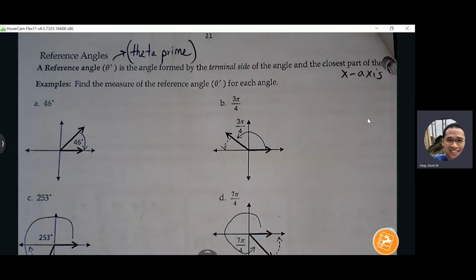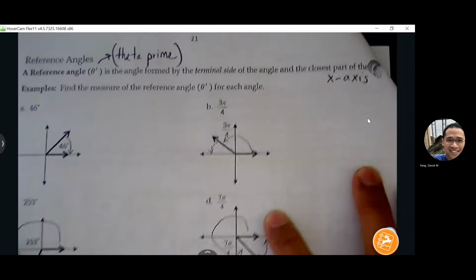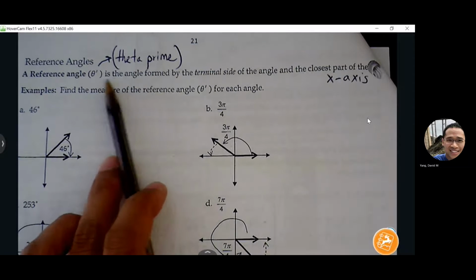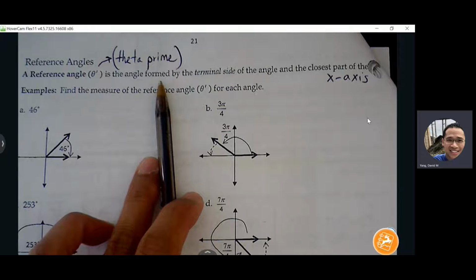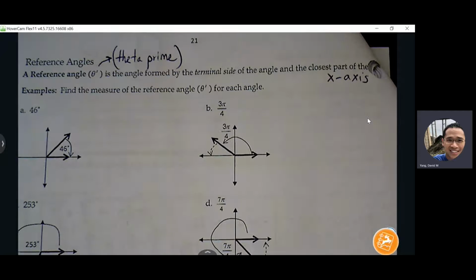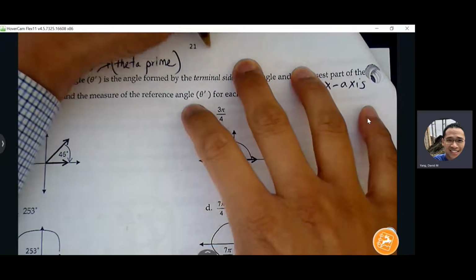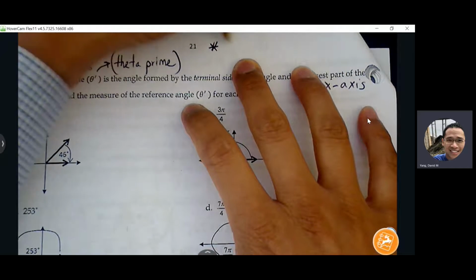Okay, so let me show you a couple of examples, and I may redraw some of these so that you can see it more clearly. Okay, so reference angle is the angle formed, but another important thing is that reference angle is an acute angle. Let me put that additional information here.